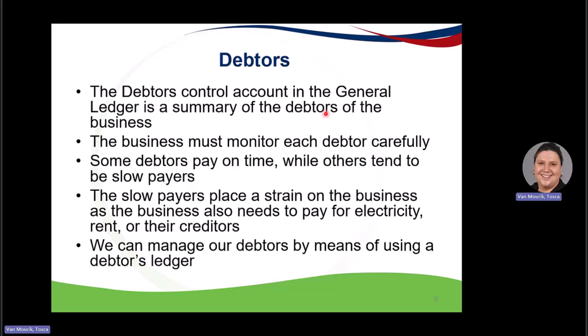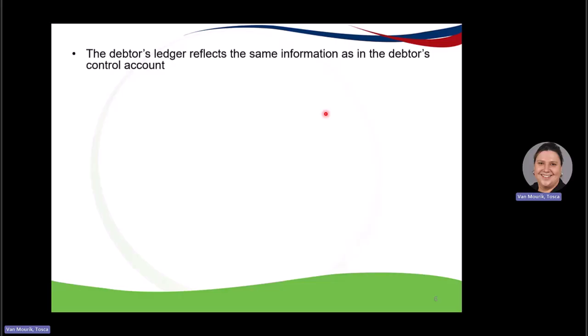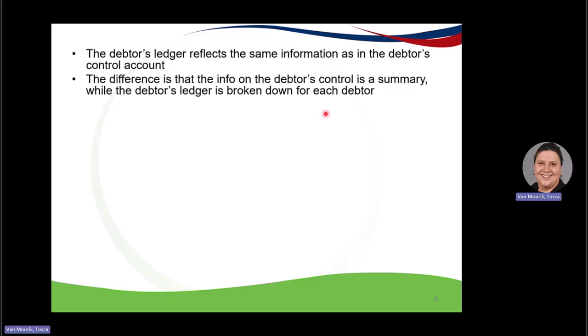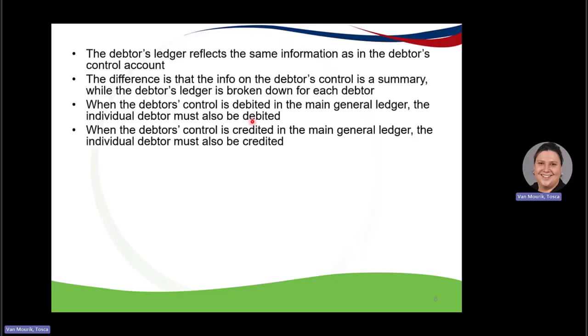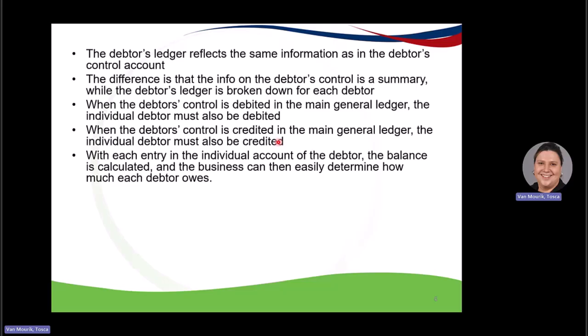We can manage our debtors by means of your debtors ledger, and your debtors ledger reflects the same information as in your control account, but this is when we dive deeper into the individual debtor. So the moment the debtors control is debited in the main general ledger, the individual debtors will also have to be debited. The other way around is also true: when your debtors control is credited in the main general ledger, your individual debtors account will also have to be credited.